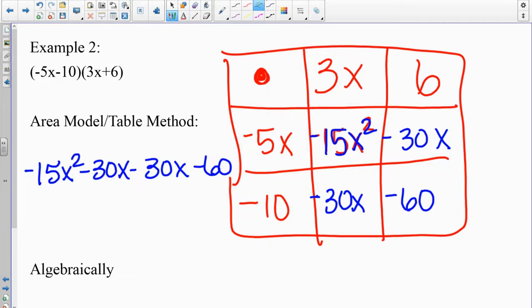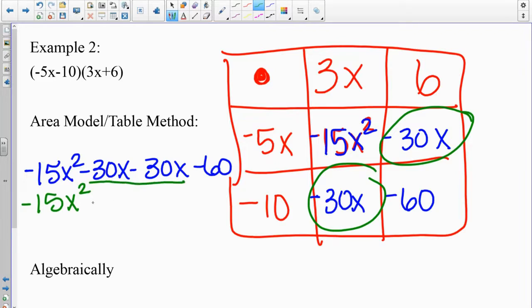You will notice again that there are 2 boxes that have the same term. So we have negative 15x squared. These 2 right here would give us negative 60x, and then of course we have the negative 60 at the end. So notice again, when we took a binomial times a binomial, we ended up with a trinomial.